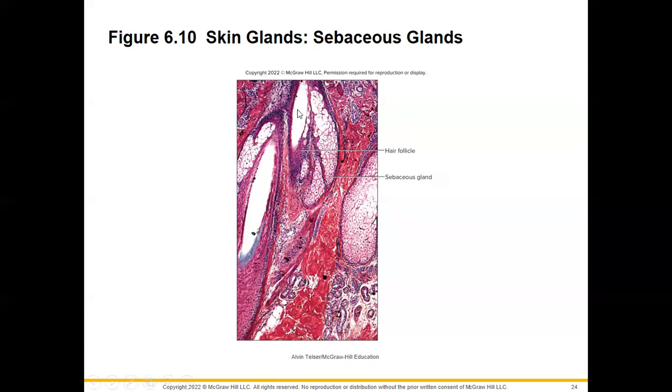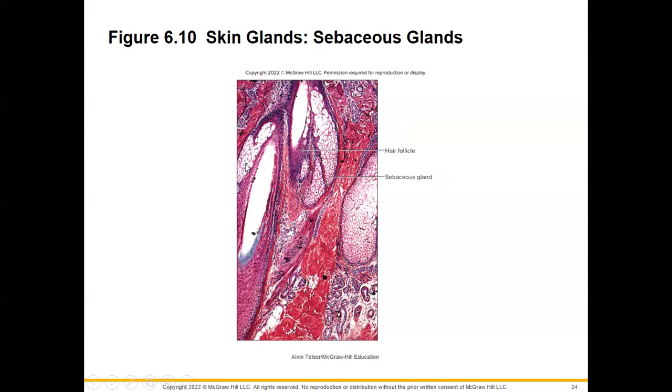So here we have a hair follicle, but you don't see a hair in the same way that you saw in the previous picture. But this is the hair follicle. And here would be the bulb. This would be the cells that are actively producing the hair. These also would be cells actively producing the hair.